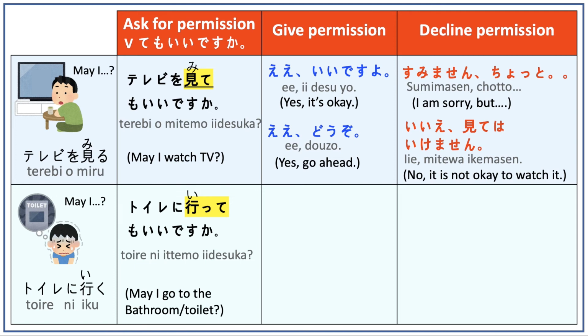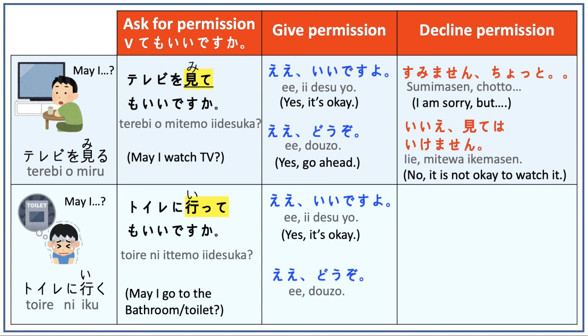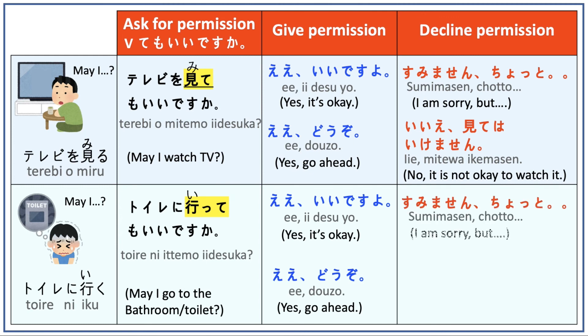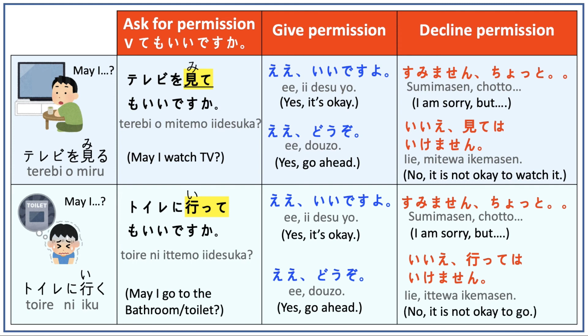If the listener would like to allow, he or she would say either いいですよ, yes, it's okay, or どうぞ, yes, go ahead. If the listener does not want to allow, he or she would say either すみません、ちょっと, I'm sorry, but, or in stronger words, no, it is not okay. Then in Japanese, we would say いいえ、行ってはいけません.